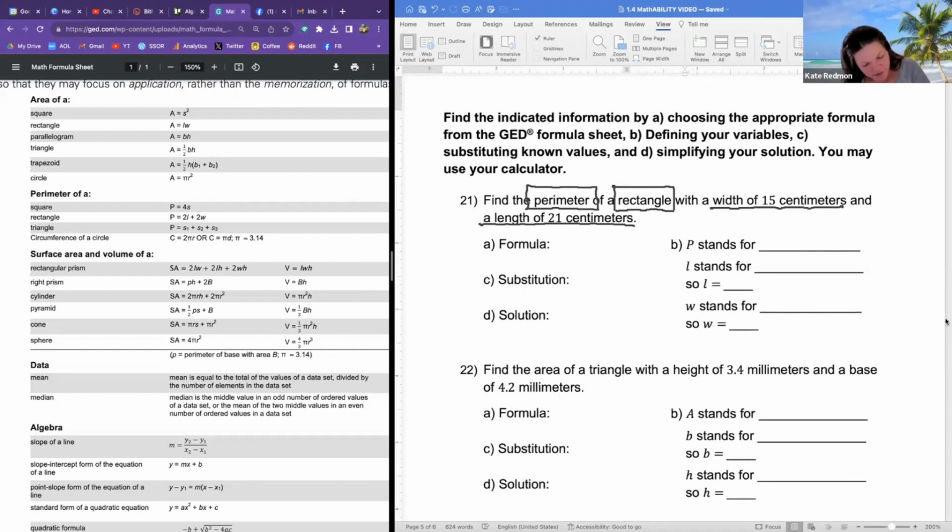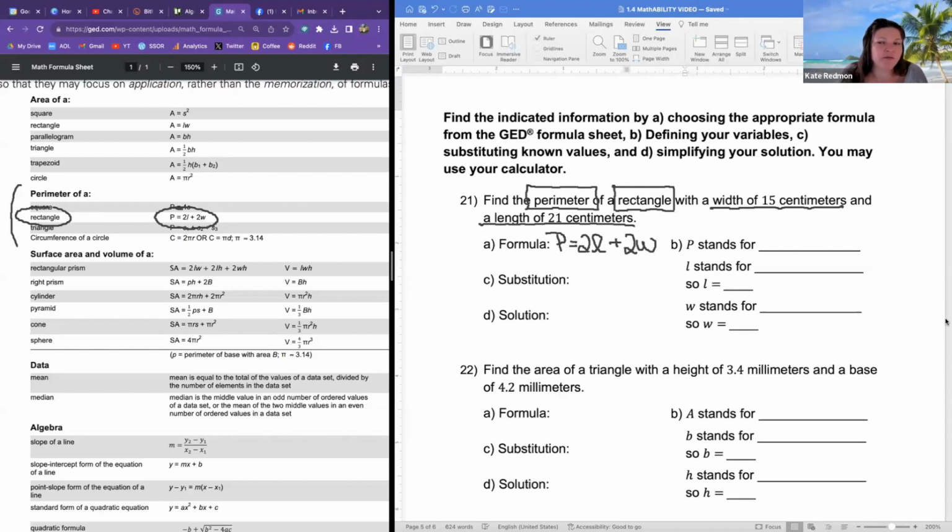So we said perimeter was the second section down, and we're finding the perimeter of what shape? Of a rectangle. So there's the formula we need. P is equal to 2L plus 2W. Copy that down for that first line, the formula line. Now, again, let's think about what that means. P is equal to 2L plus 2W.